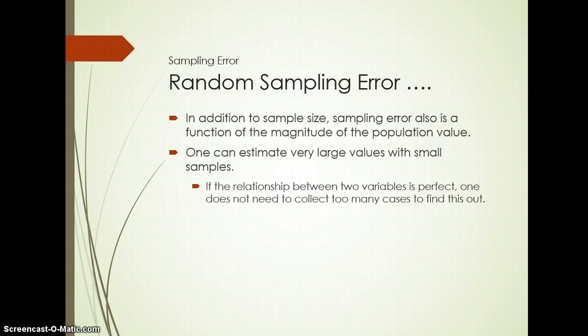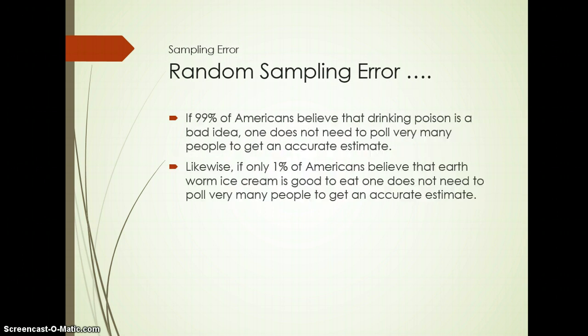But in addition to being based off of sample size, sampling error also is a function of the magnitude of the population value. So you actually don't need a very large sample size when the population value that you're trying to estimate is very large in magnitude. When I'm talking about magnitude, you could think of a very large correlation or a very large standardized mean difference, for example. Two illustrations of this. One, you might be interested in asking what percentage of Americans believe that drinking poison is a bad idea. In another example, you might consider asking the percentage of Americans that think eating earthworm ice cream is delicious. In both instances, you wouldn't have to sample very many people to get a pretty accurate estimate of what the entire population believes. So this is an example of how random sampling error is also a function of the magnitude of the population parameter.